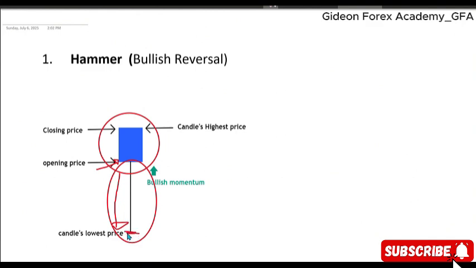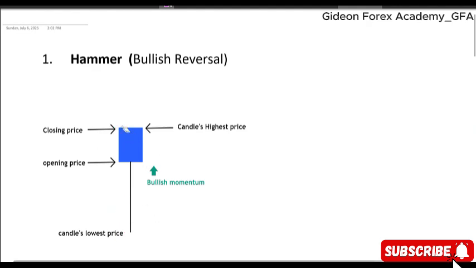But then after the sellers push this, selling pressure pushes this price lower, there is a lot of bullish momentum, or buyers come into the market with so much orders that they push the price back up again beyond the opening price to a new higher price. That is the closing price up here. So that indicates more bullish momentum than bearish momentum.